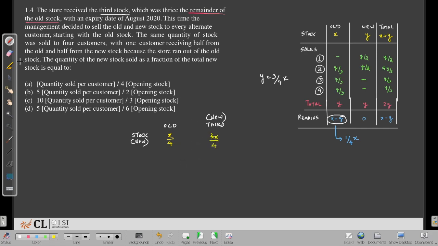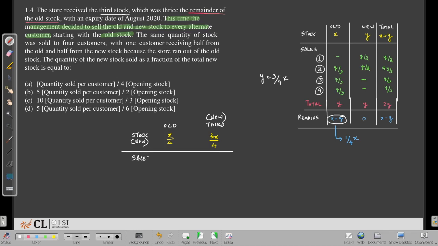Okay, and let's look at the information. This time, the management decided to sell the old stock and the new stock to every alternate customer. Old stock to the new stock for every alternate customer, starting with the old stock. Now it starts with old, then new, then old, then new. That's the story. Okay, that's how it's going to go. And that's the stock information.